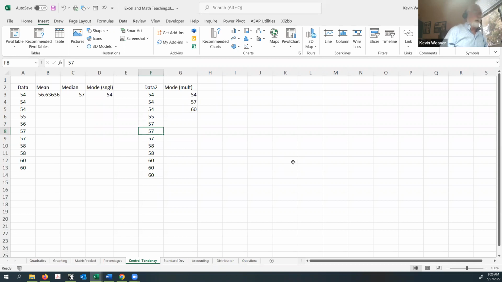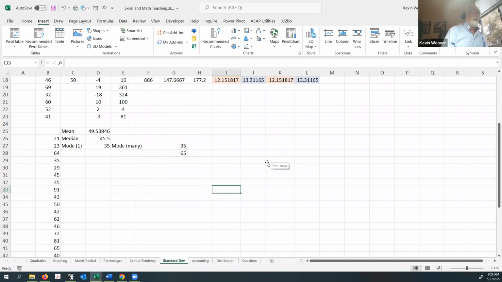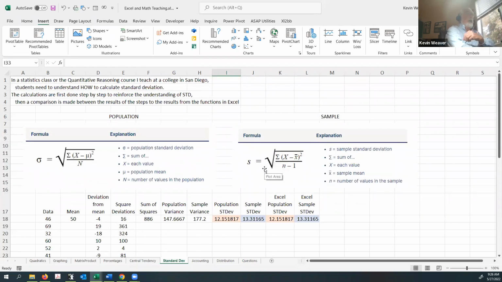Now, the killer in that class is calculating standard deviation. And it's a killer because it's a horrendous process. And I point out to the class just how horrendous. And in fact, so that they have an appreciation for the standard deviation, we actually go through the horrendous process.